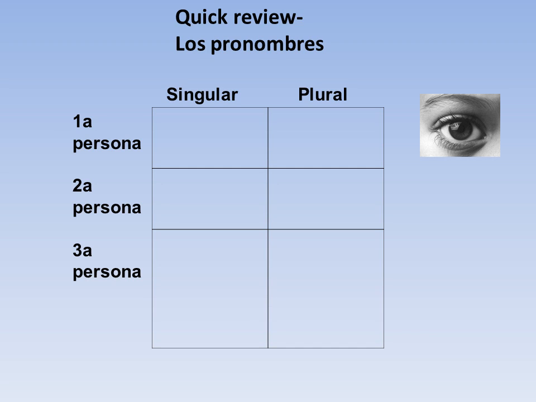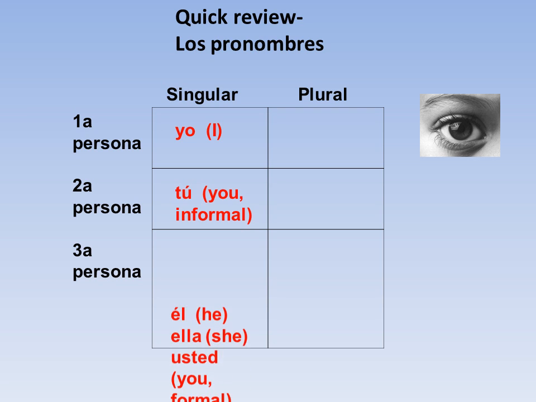So let's go back and review our pronouns. These are the foundation for Spanish grammar. You need to know these before we start conjugating verbs. So first person singular, that's going to be yo. That's I. That's what I use to talk about myself. Second person singular is tú, you, informal. So I use that with someone I'm familiar with, a friend, a family member.